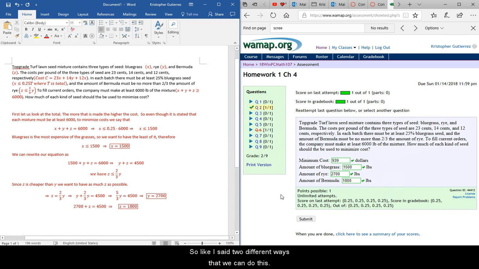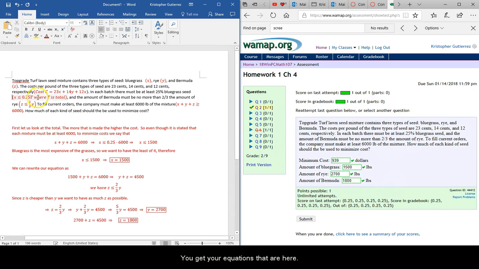So like I said, two different ways that we can do this. One of them is reasoning it out, and you saw that's what I did over here. Or you get your equations that are here. This is the equation you're trying to minimize, and then you have these constraints. X is less than the total, which is 6,000. You have to put that in there. Alright. And X plus Y plus Z is equal to 6,000, or greater than or equal to 6,000 if you want. You put that in Wolfram Alpha, you should get the same answer. But this is a different way to do it. Alright. Thank you.